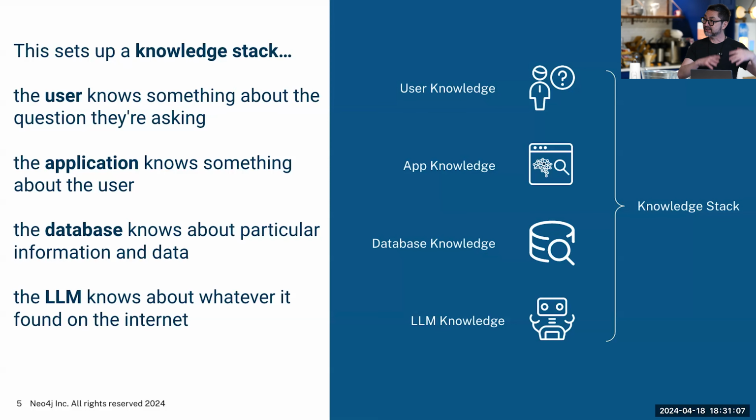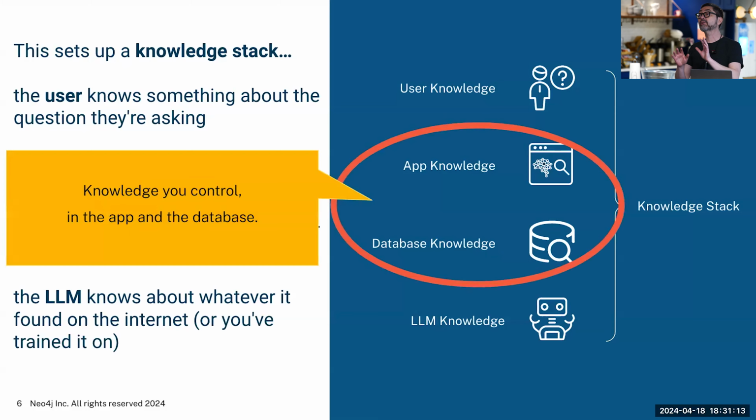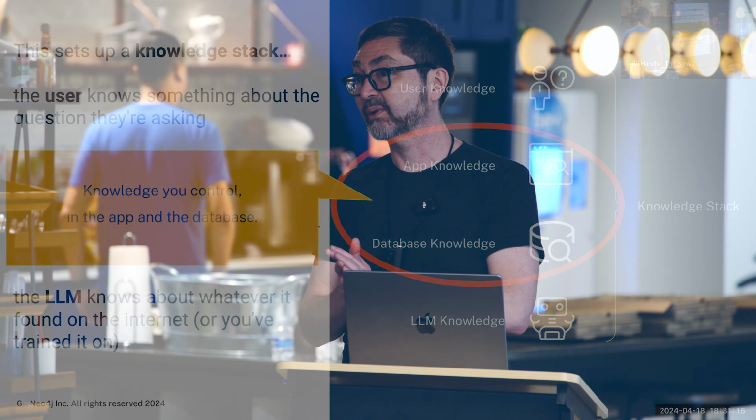Then, of course, the database itself knows something about some domain. And then the LLM itself knows either whatever it found on the internet or whatever you have trained it on. That's what its expertise is around. You want to take all of that into account when you're building end-to-end applications, and I'm going to get into some of the nuance of that as we talk through. I'm a software developer at heart, so I'm not a data scientist or an ML person, so you're going to have to excuse some of my software biases as I go through this.